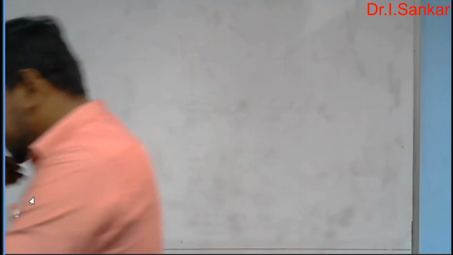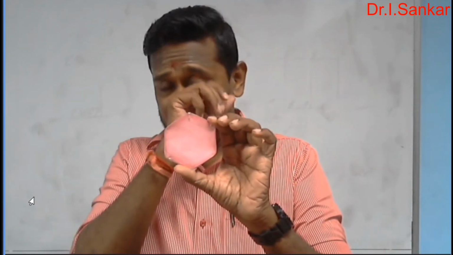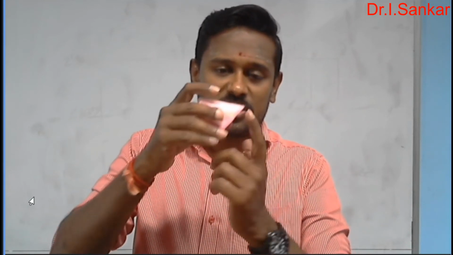Okay, the solid given is a hexagonal pyramid. So it's a six-sided polygon. In that, totally 6 base edges and 6 side edges are there, 12 edges, and totally 7 corners: 6 base corners and 1 apex point. So totally 7 corners are here.